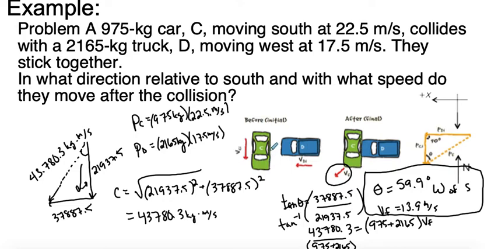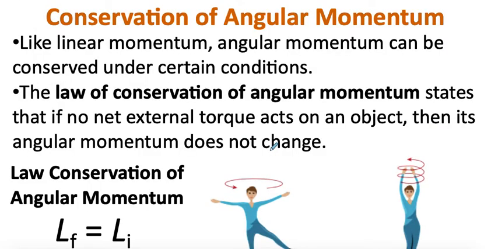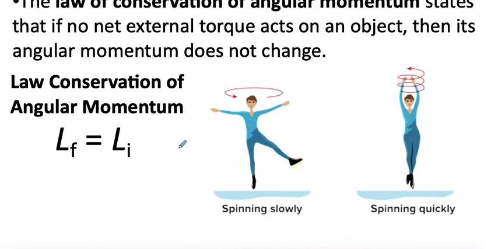All right, so let's take a look at angular momentum here. The conservation laws also apply to angular momentum. So the law of conservation of angular momentum states that if no external forces or torques act on an object, then the angular momentum does not change. So just like our linear momentum, the final angular momentum is equal to the initial angular momentum. So that's the law of conservation of momentum for angular scenarios.